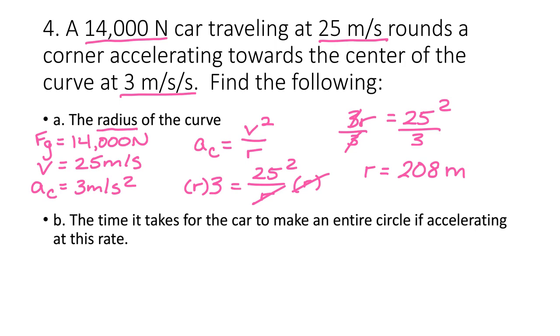Part B asks you to solve for the time it takes for the car to make an entire circle if it's accelerating at this rate. Your formula for tangential velocity is 2 pi times the radius divided by the period. The period is the amount of time it takes for it to go around the circle.